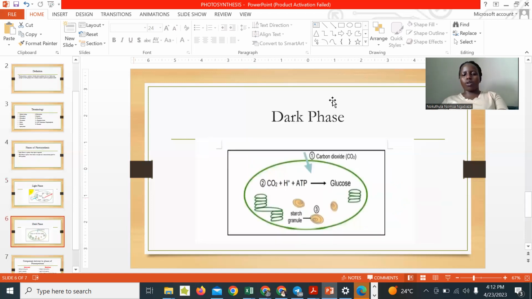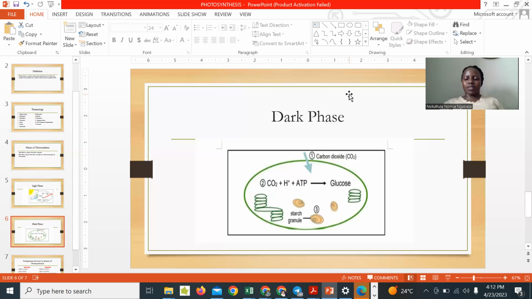And then we're moving on to our dark phase. Please remember, guys, we said this one is going to occur in the absence of light. The dark phase takes place in the stroma, as we have already indicated before. If you look at number 1, we have your carbon dioxide there. At number 2, we have your energy-rich carrier, your ATP, which forms glucose. And then number 3, we have our starch granules.